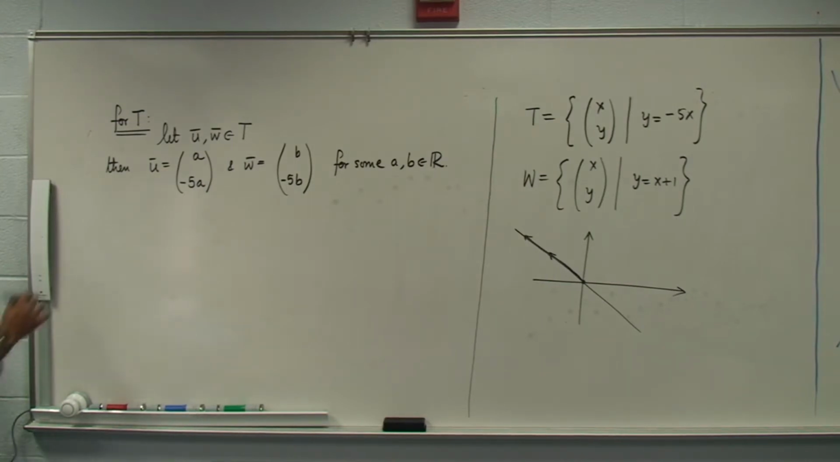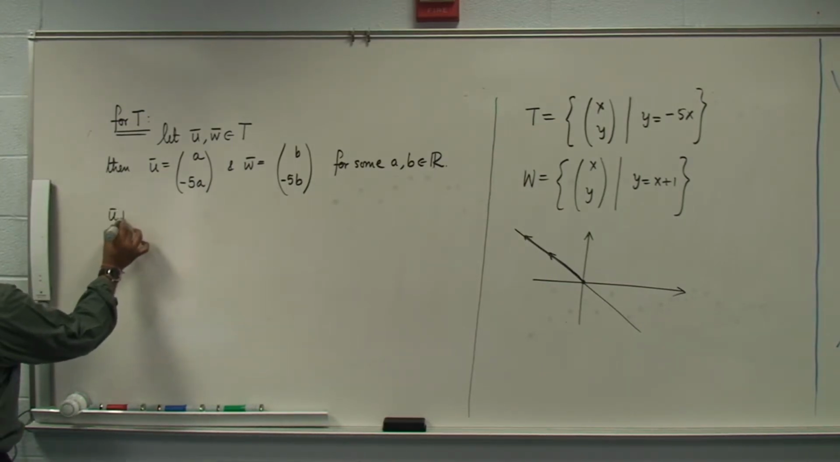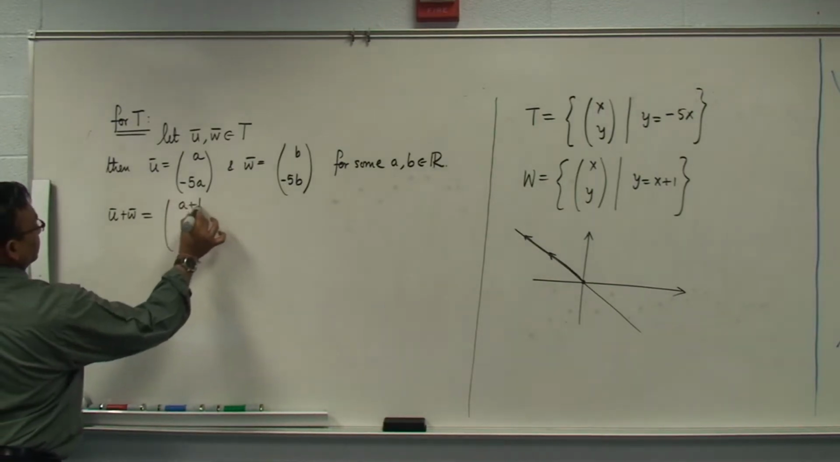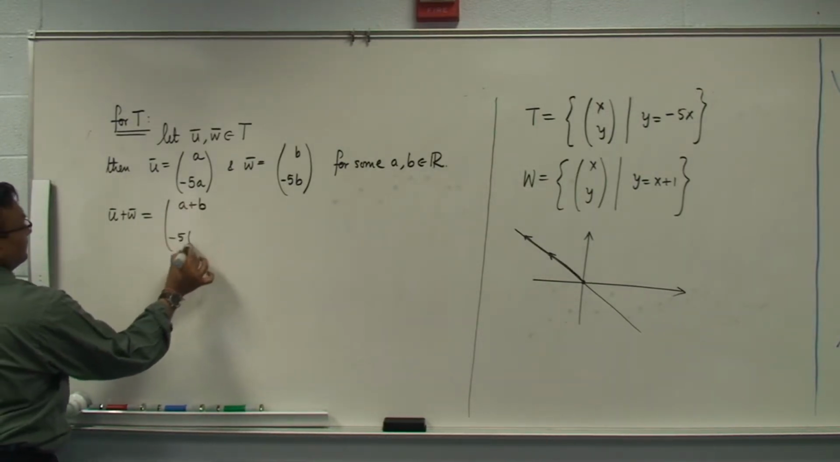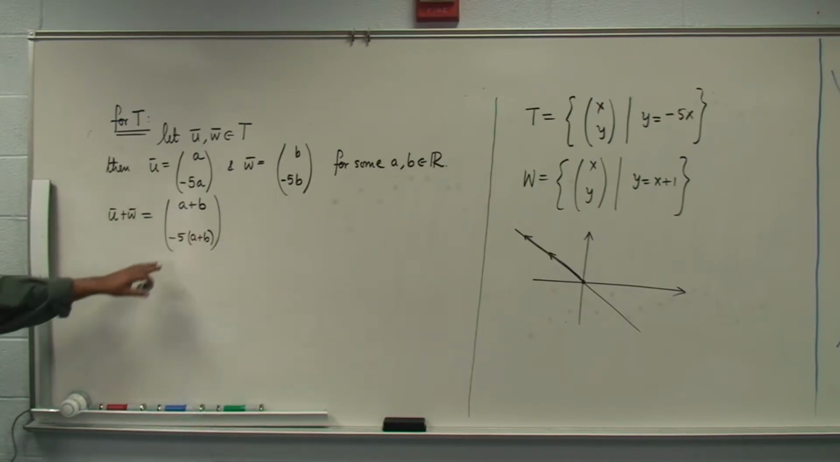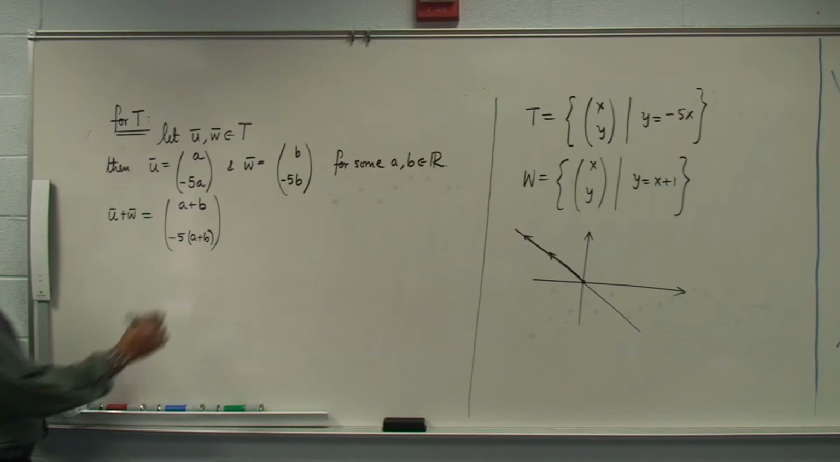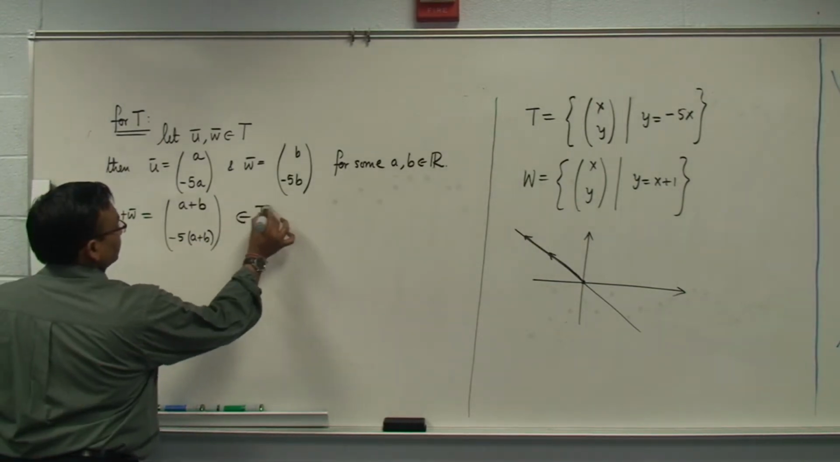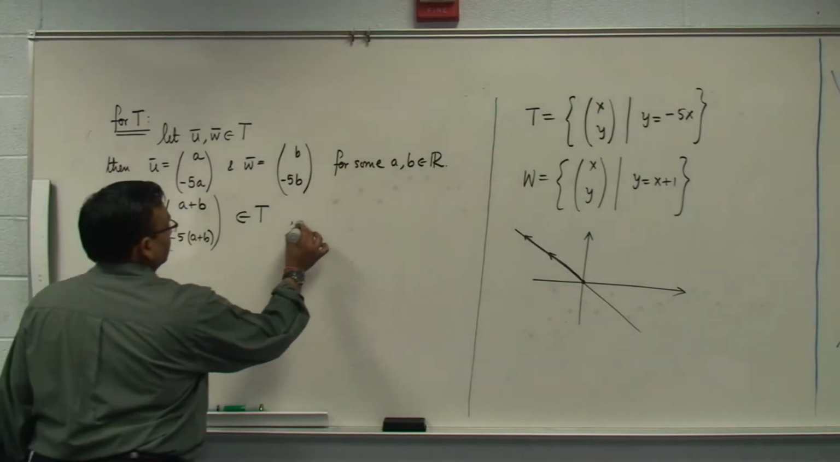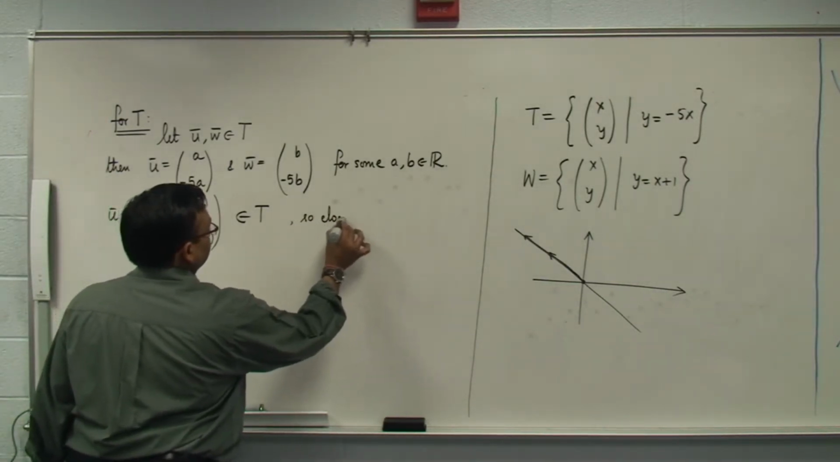Okay. Then what would be U plus W? U plus W would be (A plus B, minus 5 times (A plus B)). As you can see, the second component is minus 5 times the first component. So definitely this belongs to T. So it is closed under addition.